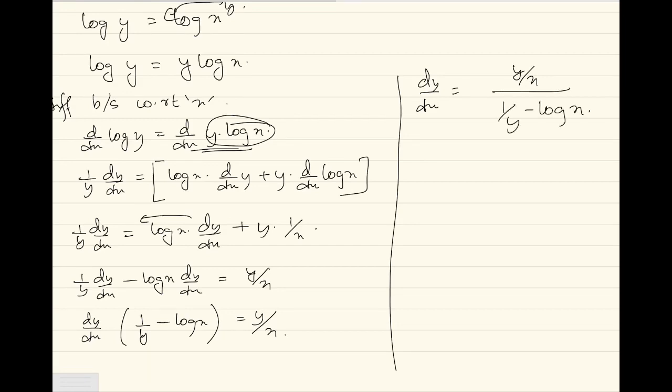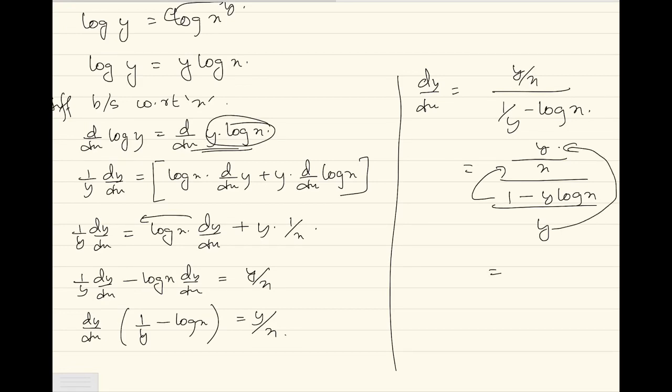Let's simplify this a little. So that gives me x here, y up, and what's the LCM down? y. I'll get here 1 minus y log x. How do you mix it up? This moves here and extreme moves to extreme. So that gives me y square by x into 1 minus y log x. So that's the value of dy by dx ultimately.